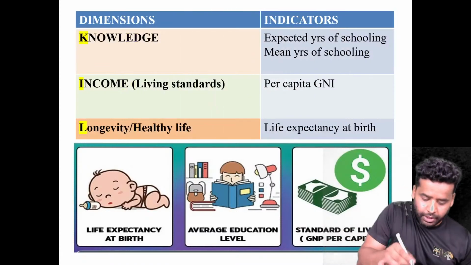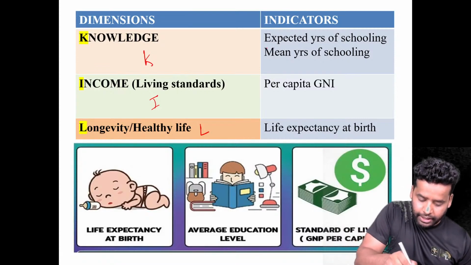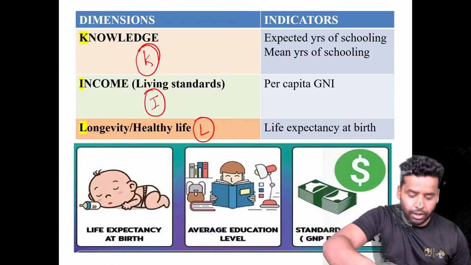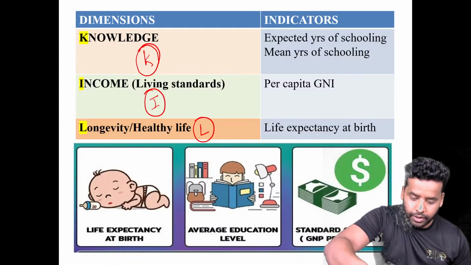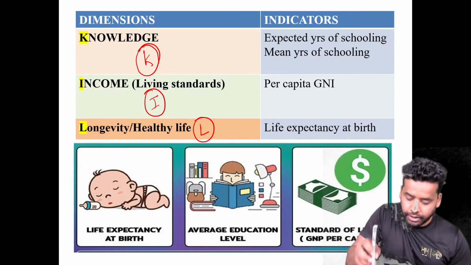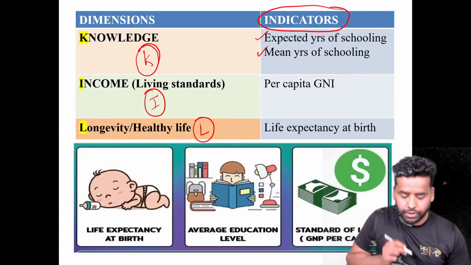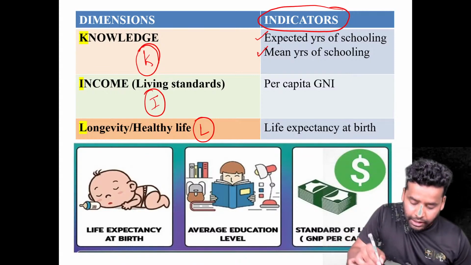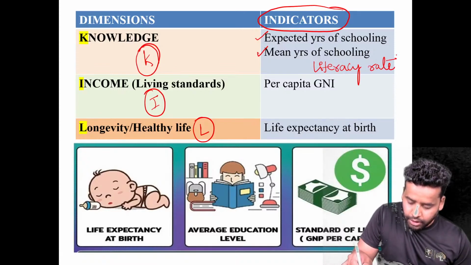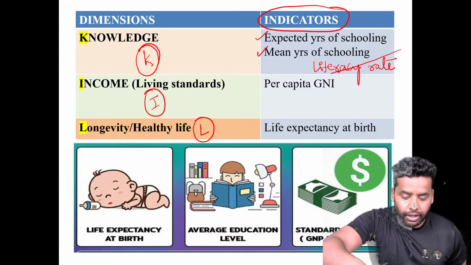3 dimensions are important in HDI. Knowledge, income, longevity. KIL. Write the words properly. Knowledge, income and longevity. Kill is the mnemonic. 3 dimensions we consider. And within these 3 dimensions, the indicators used are important. Mean years of schooling, expected years of schooling. We don't consider literacy rate now. How many years of schooling? And depending on the dropout rate, expected years of schooling we calculate.